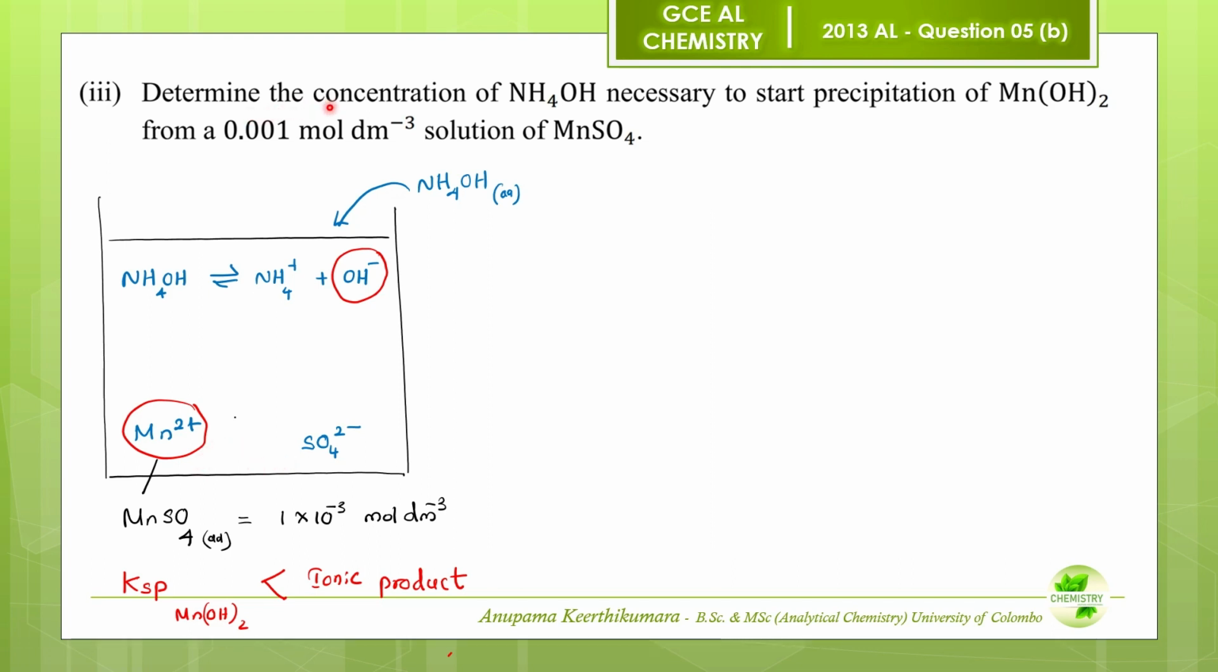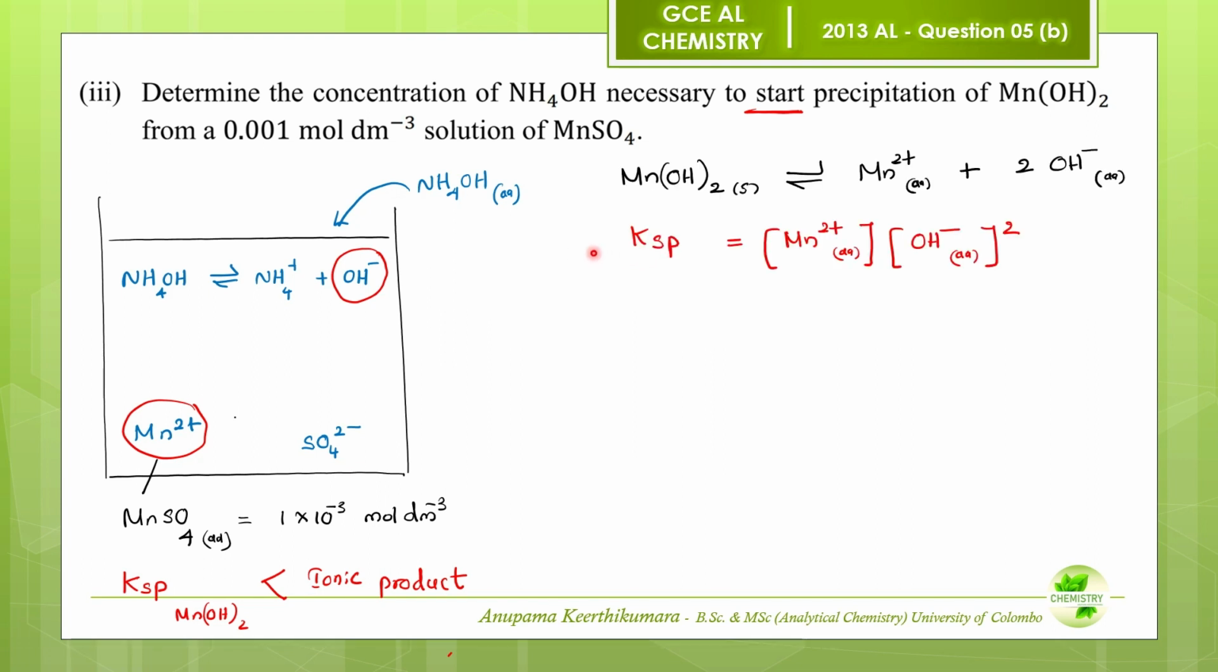The question asks the concentration of ammonium hydroxide necessary to start precipitation. This is the beginning of this precipitation process. Here we have to consider the saturated solution without precipitation. At this point, Ksp equals the ionic product. Now we will substitute values for this equation. Ksp of manganese hydroxide we have calculated during question number 1.